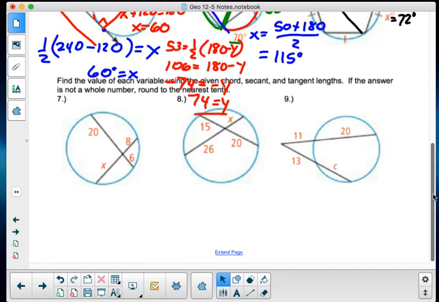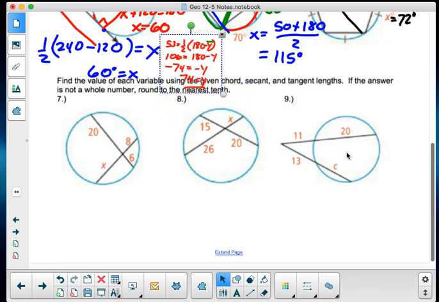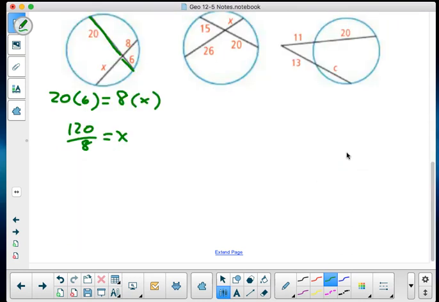In 7, 8, and 9, we're looking for lengths and not angle values. So I'm just going to group this and get it out of the way here. Okay. So I'm looking at this idea of chord. Maybe perhaps your instructor just calls it the 2 chord, and I just talk about chord. So I got 20 times 6 is equal to 8 times x. So here I'm going to divide by 8 on both sides. So I've got 120 divided by 8 is equal to my x value. And after putting in my calculator, 120 divided by 8, I get 15 is equal to x.